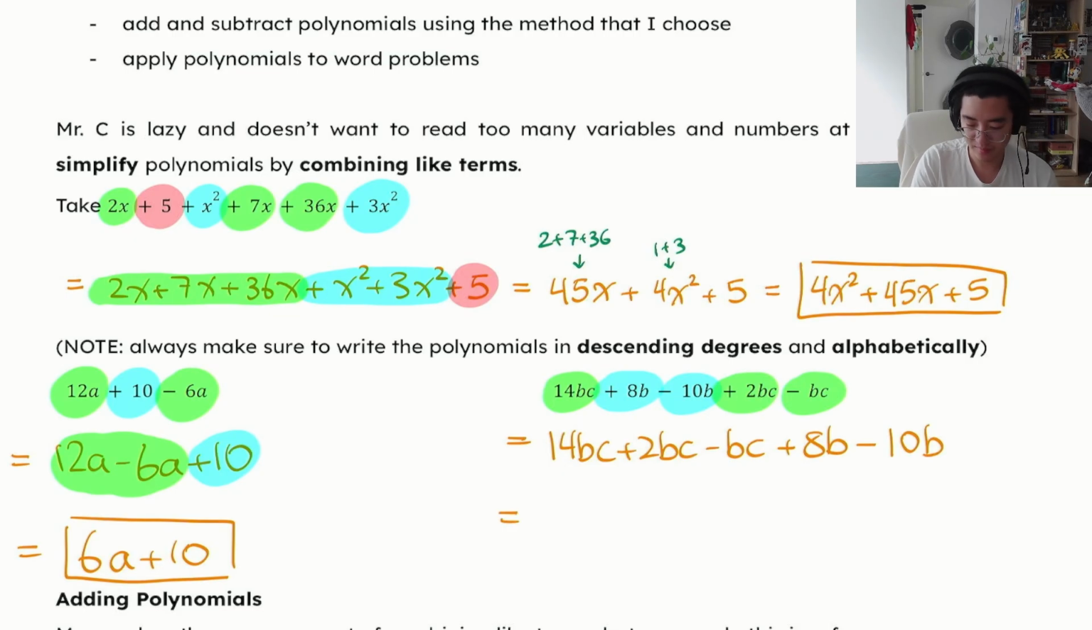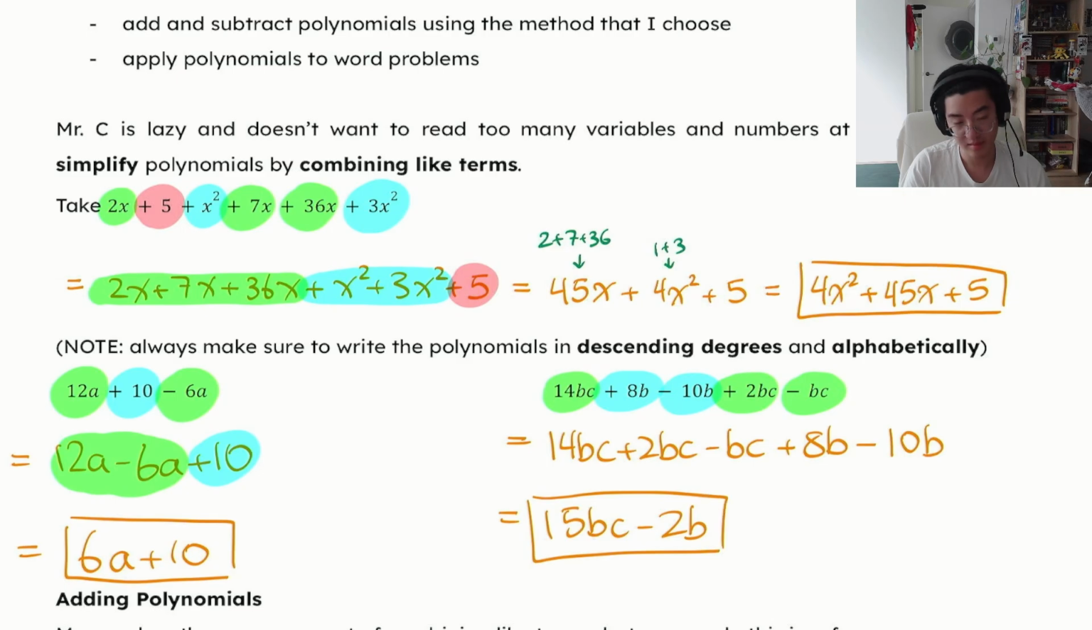From there, we've got 14 plus 2 minus 1. Because it's just minus BC, with nothing in front, we can assume it's minus 1 BC. 14 plus 2 minus 1 is 15BC. Next is 8 minus 10. It's negative 2, or minus 2B. Just like that. And so it's ordered both alphabetically and by degrees.